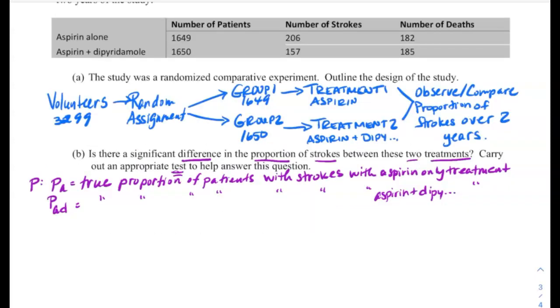So reading the problem, is there a significant difference in the proportion? So I know it's a proportion problem. I know it's difference in strokes between these two treatments. Carry out an appropriate test. So I know I'm running a test to help with these answers.